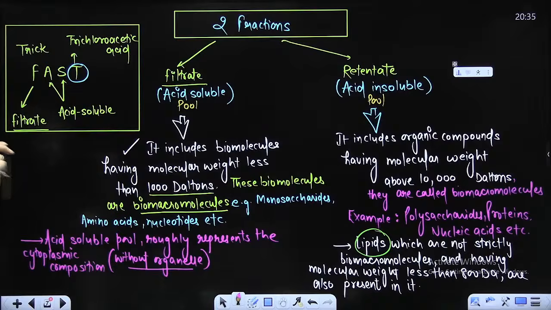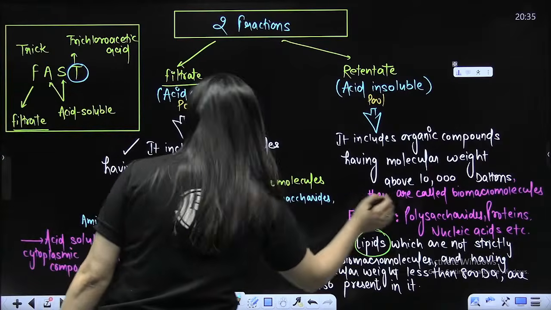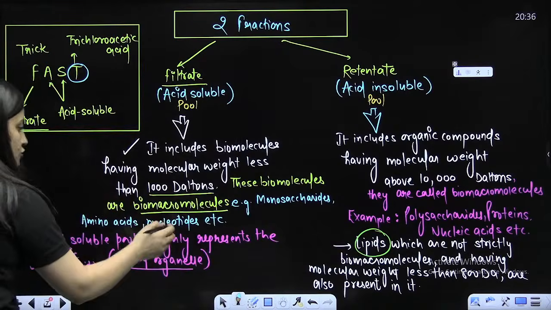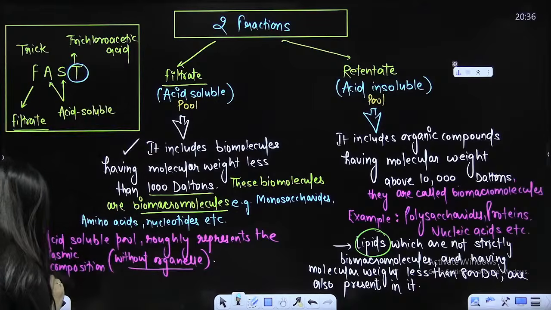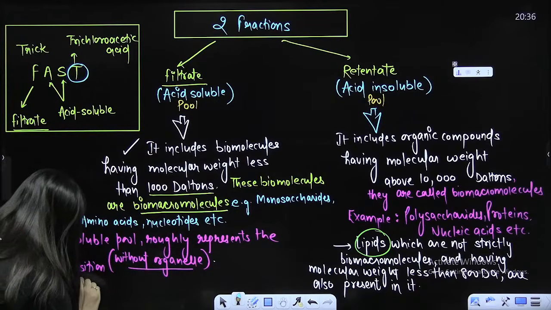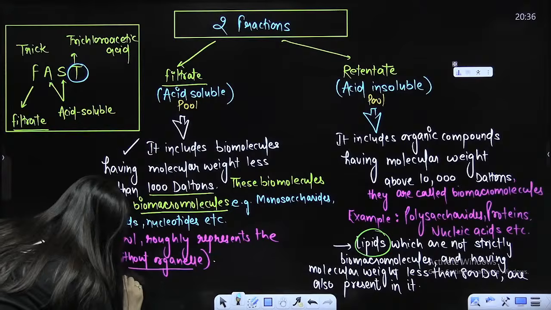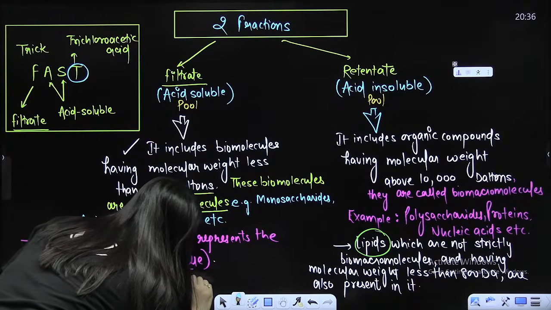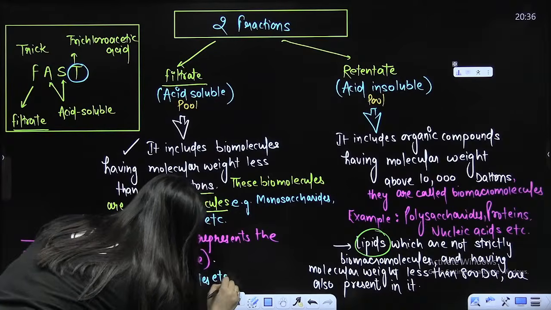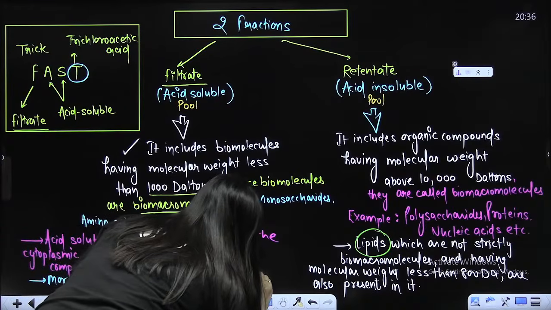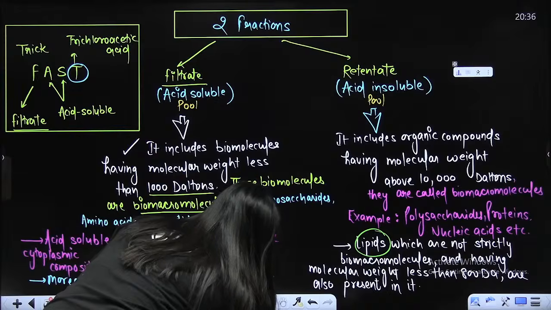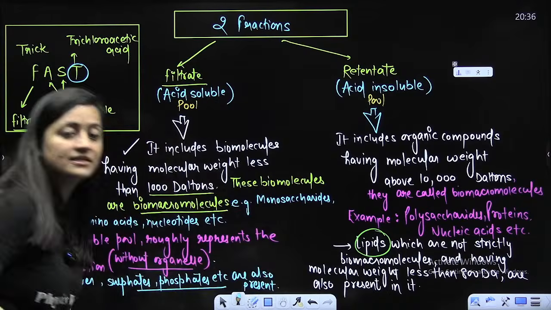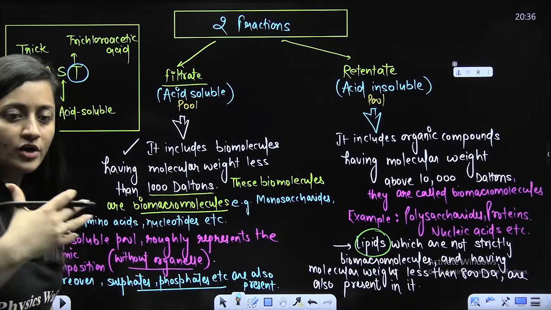Sure. So the acid soluble pool roughly represents the cytoplasmic composition without organelles. Moreover, sulfates, phosphates, etc. are also present in it. They are not organic, they are inorganic. Because we will not only see the organic things in our cell, in our living body, inorganic things are also there.